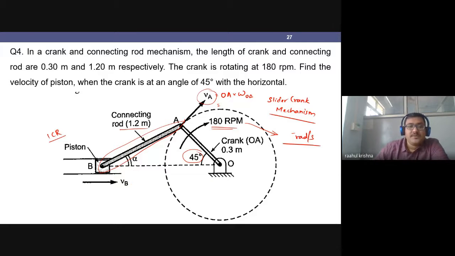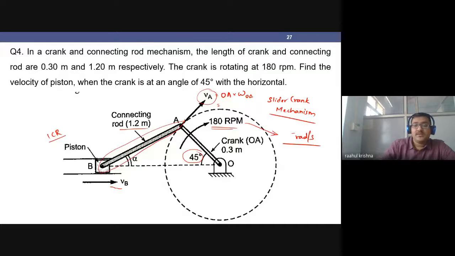Even though I am not asked to find my angular velocity, I still have to find it, because without the angular velocity of the connecting rod, I cannot proceed to find out VB. What is different in this question is that I am not given the angle. I have to find out the angle also. That makes it slightly different, so we'll see how we'll proceed.